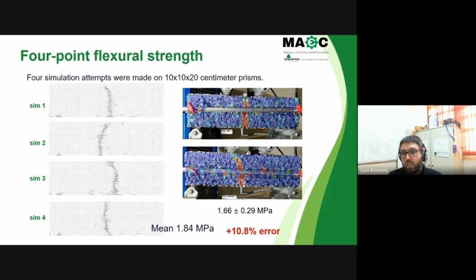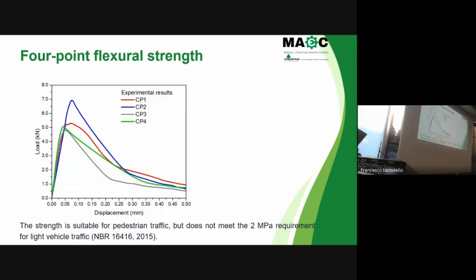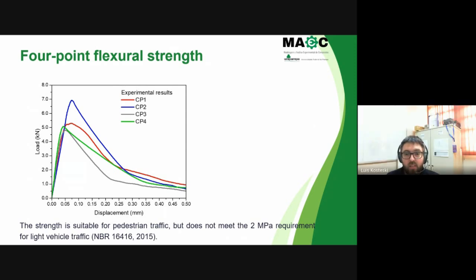These are two of our experimental results, and the error here is a little less. One interesting thing is that this last test was the one we used to calculate the elastic modulus in the experimental campaign, and this is the load displacement curve found experimentally. These are the 4 results, and here are our numerical results.